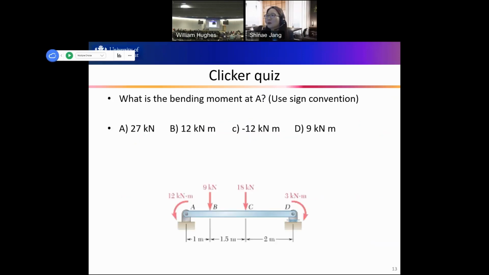Okay, then I think this is the last clicker quiz. So it's about the moment. Yeah, using the sign convention. What is bending moment at A? At A is left hinge, and then we see 12 kilonewton meter moment here, and then 9 kilonewton force, 18, and then 3 kilonewton meter moment at D. So what do you think? Is it 27 or 12 or minus 12 or 9? So I plot the sign convention here again.